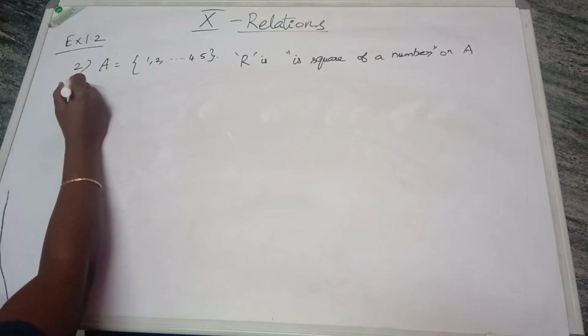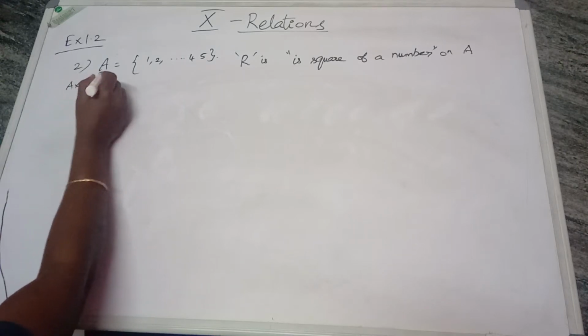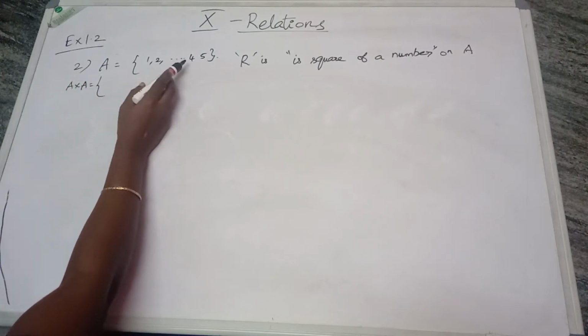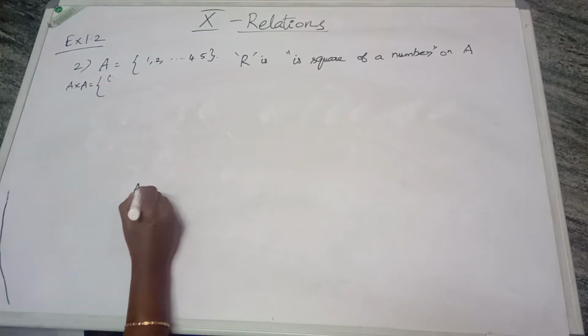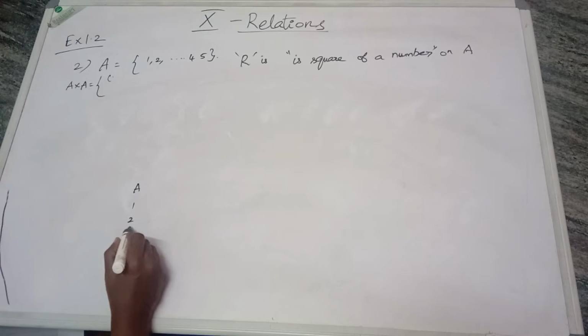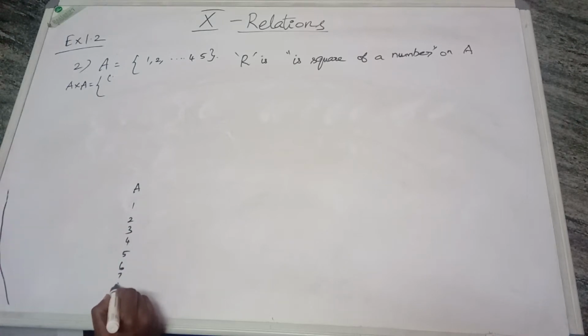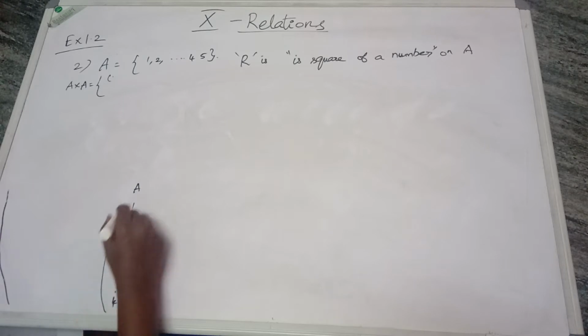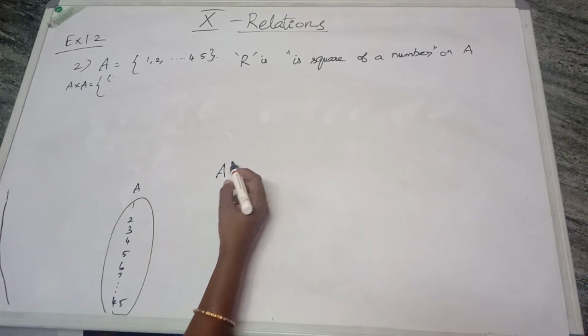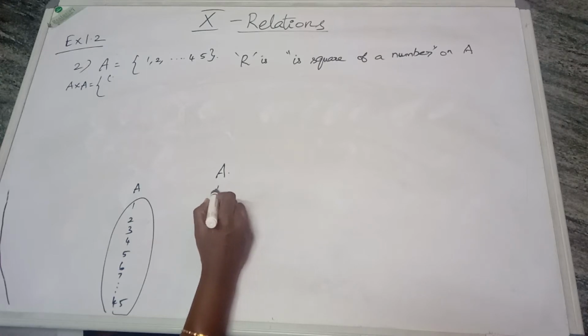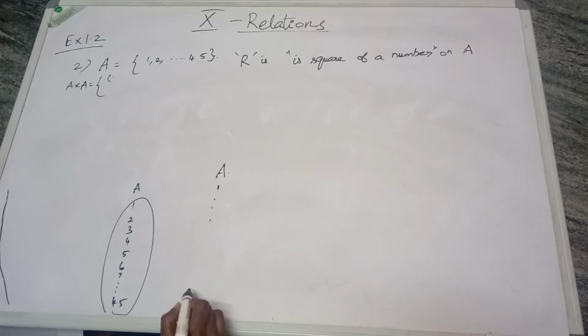So first we have to find A cross A. A cross A means, here it is 1 to 45, so it will come here. A is also here. It is 1, 2, 3, 4, 5, 6, 7 up to 45 it will go. Here also it is A cross A only, so the same will come here: 1, 2, and so on up to 45 here also.